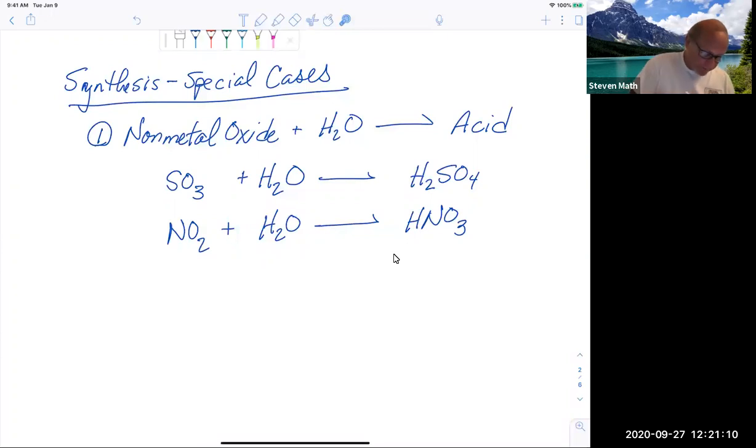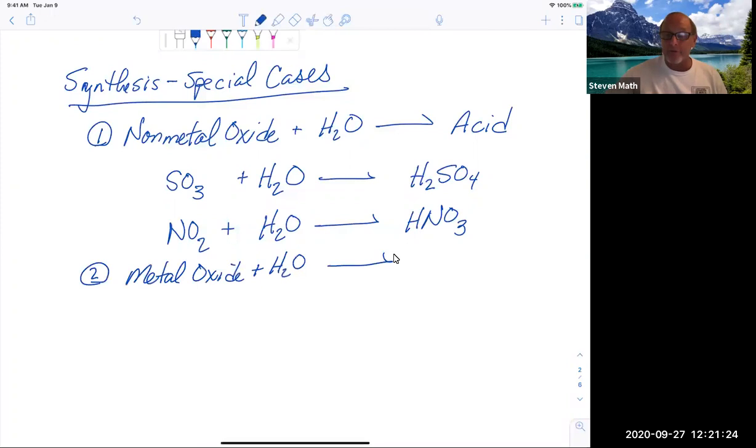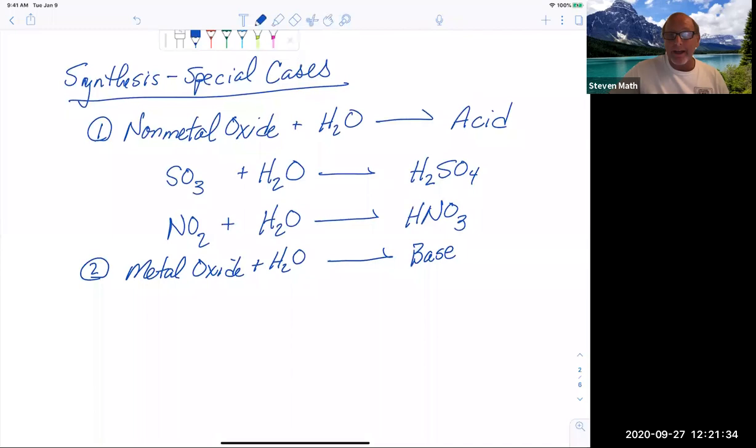Now, just like the opposite of a non-metal is a metal, if we take a metal oxide and combine that with water, well, the opposite of an acid is a base. And we need to watch our bases here, because if it's a strong base, just like a strong acid, it's going to dissociate. And that base is going to end up being split apart. Just like in this case, if we had H2SO4, we could dissociate that into H+ and HSO4-. Nitric acid, H+ and NO3-.